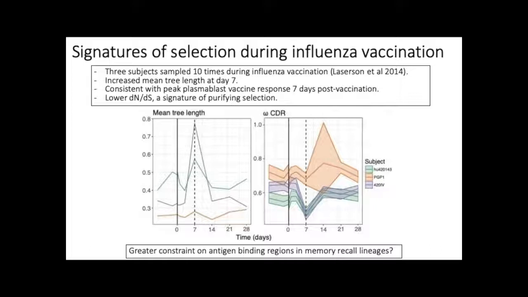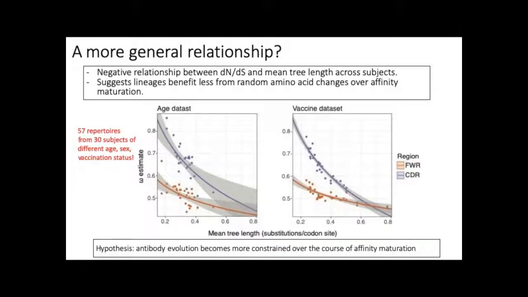So this is one example of a relationship between mean tree length and lowered dN/dS, and we wondered if this was really a more general pattern. What we see when we take all of the repertoire estimates that we performed in these data sets and compare the mean tree length versus the estimate of dN/dS, we see that for all of these subjects, there's a very consistent negative relationship between mean tree length, so the length of these phylogenetic trees, and the estimates of dN/dS. So this indicates that the repertoires with longer trees tend to have greater signatures of negative selection. And this is in 57 repertoires from 30 different subjects of different age, sex, and vaccine status.